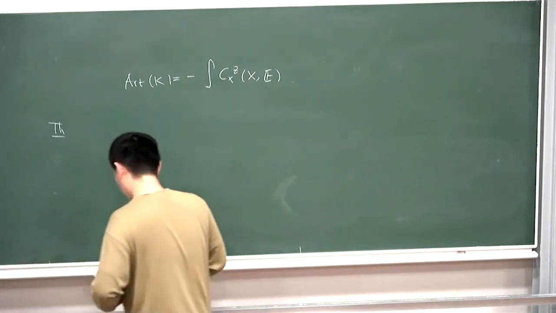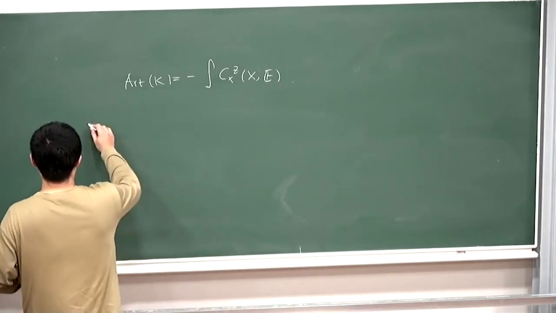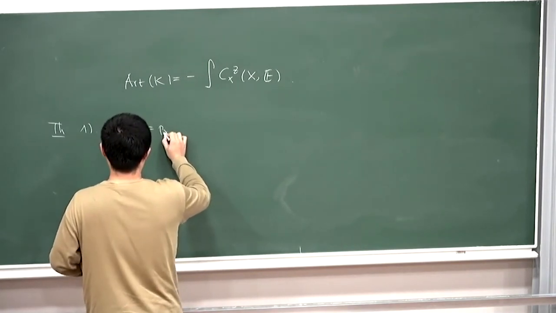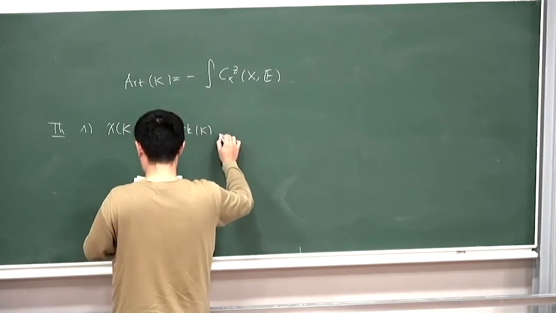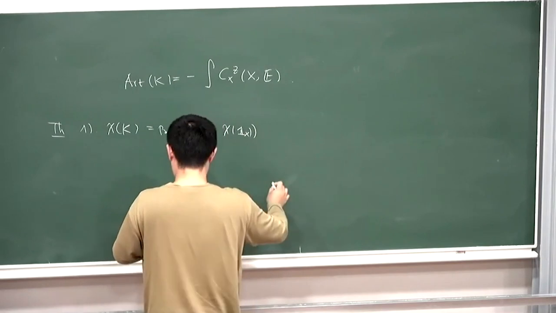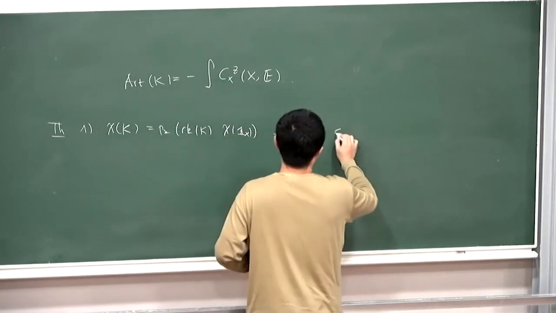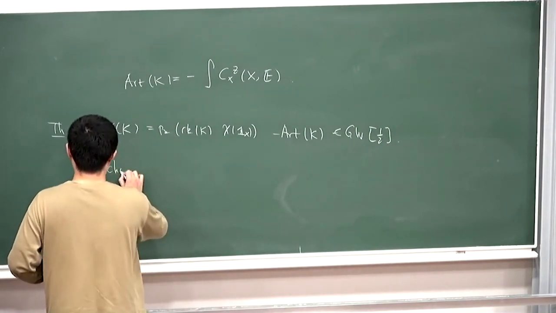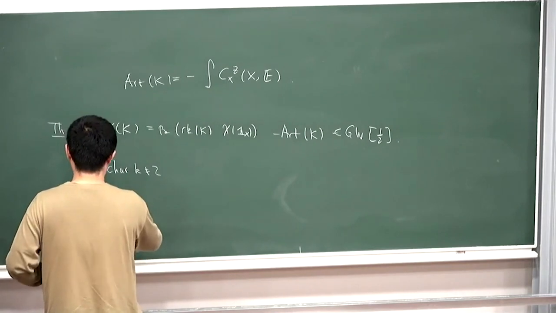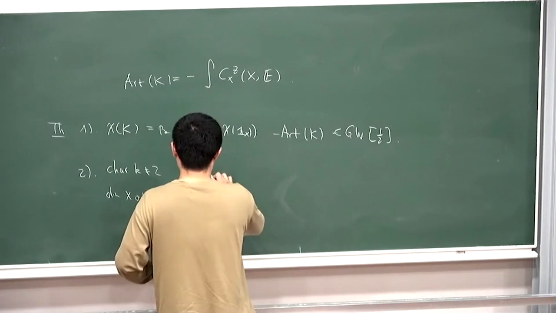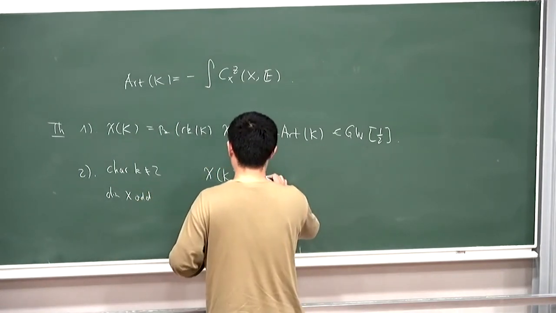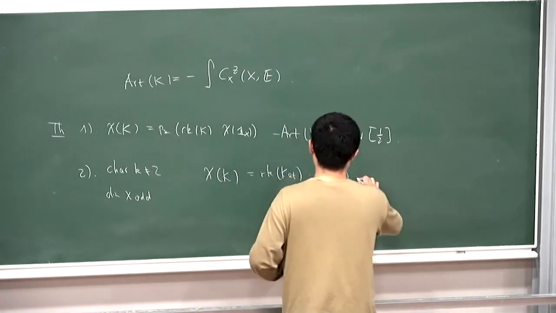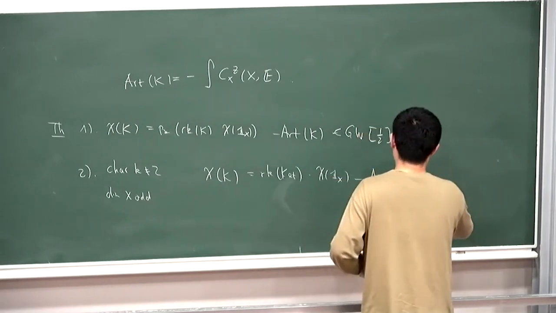And so now I will state our theorem for the conductor formulas. So first, the Euler characteristic of K. If we invert 2, then everything always works. And secondly, let's assume that K has characteristic different from 2 and dimension of X is odd. Then we have a better formula, with integral coefficients, so that's equal to the rank of K_et times the Euler characteristic of the constant sheaf minus the Artin conductor of K, which lives in GW of K.